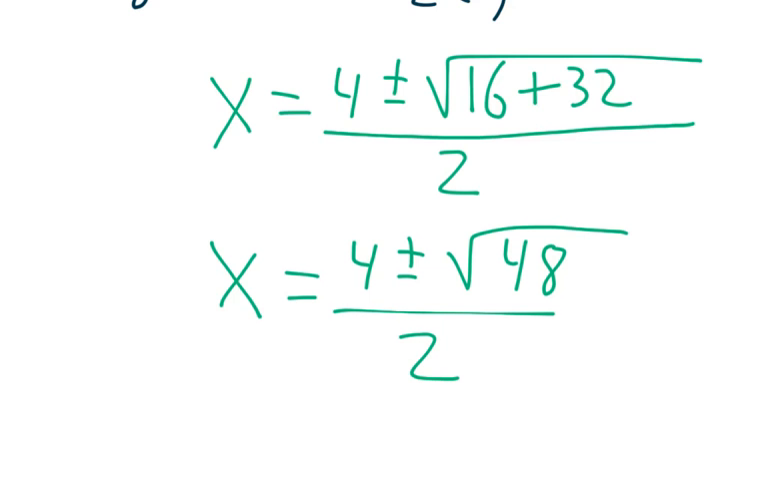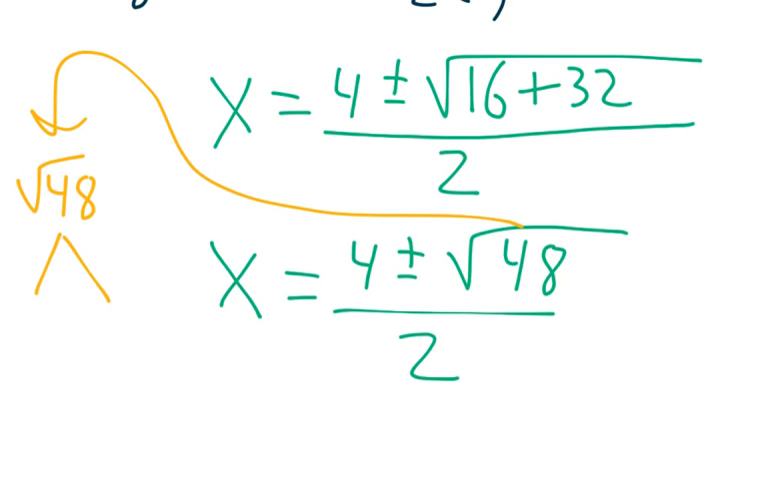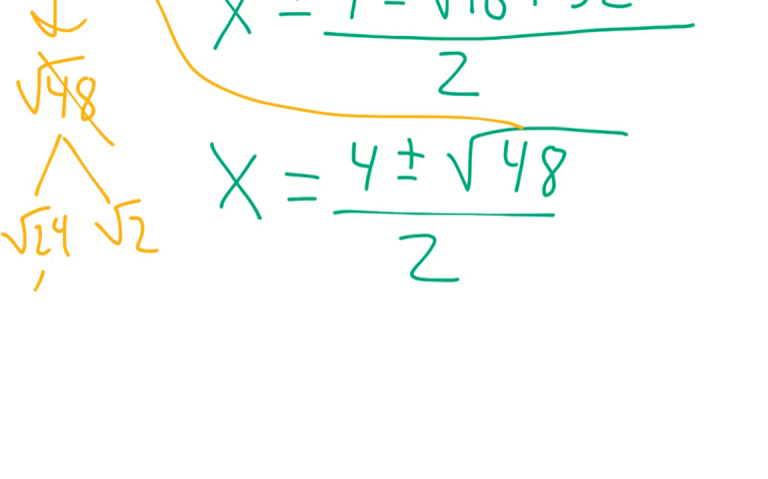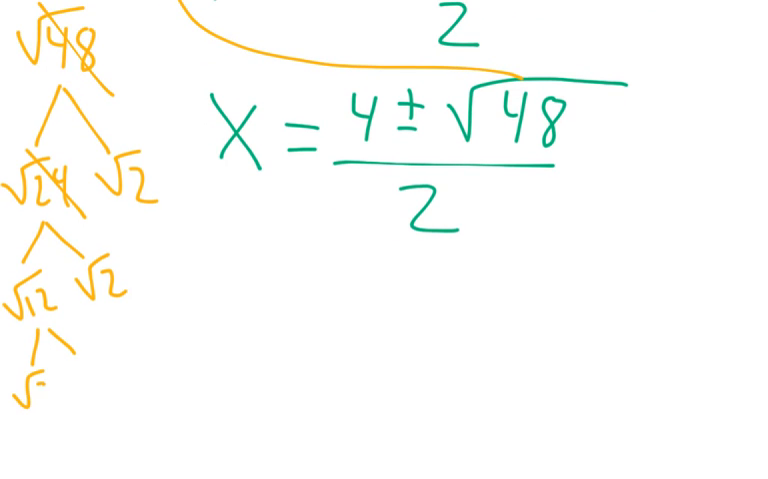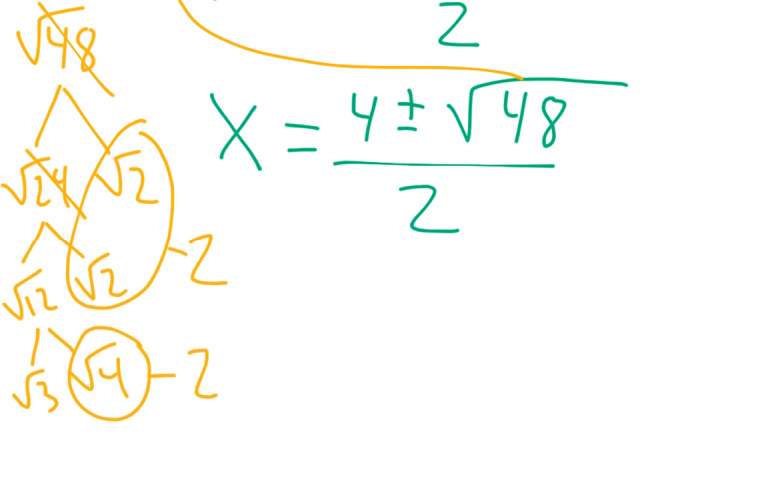I want to reduce this, so let's take that root 48 over here and kind of just break it down a little bit. So 48 can become, let's do root 24 and root 2. So then root 24 can go root 12 and root 2. And then 12 can go root 3 and root 4. So right here, that's 2. And right here, it's also 2. And then this little guy here is left over.